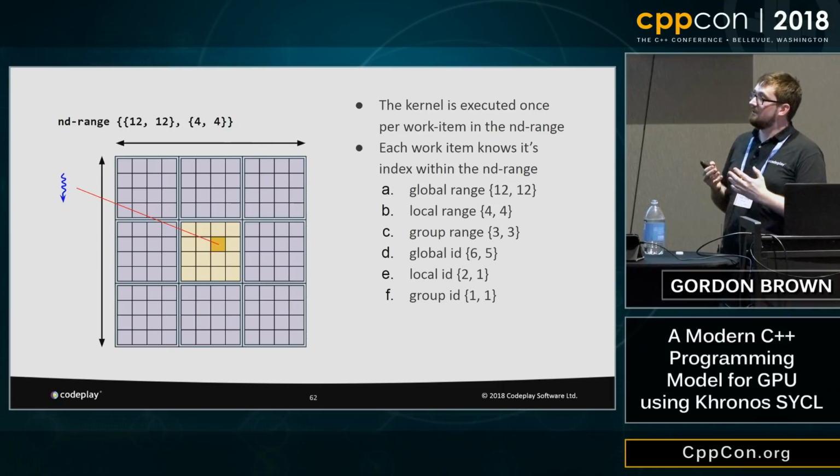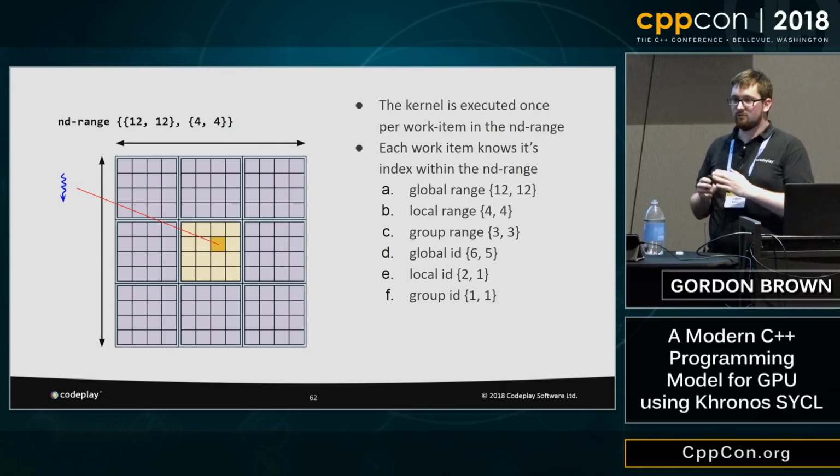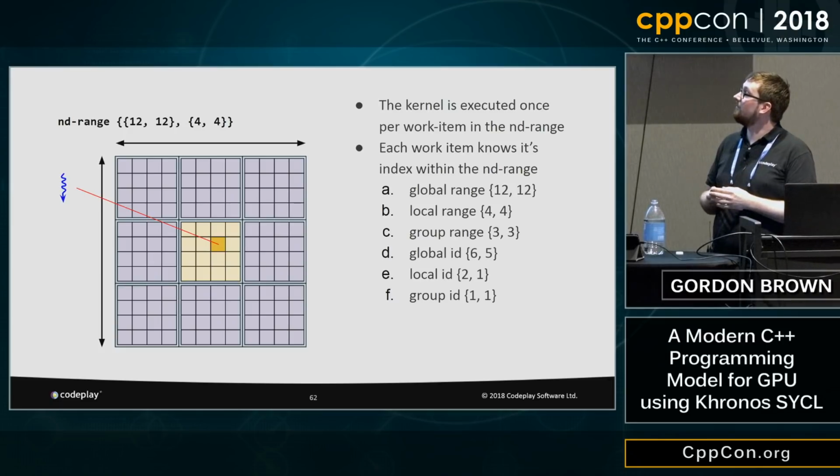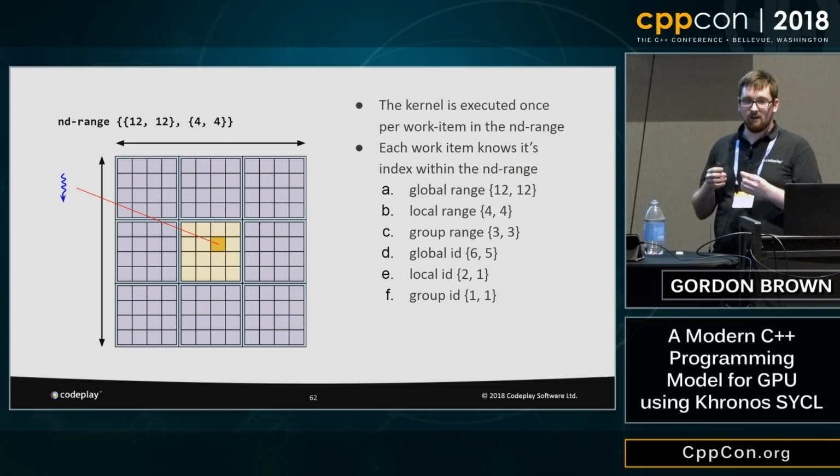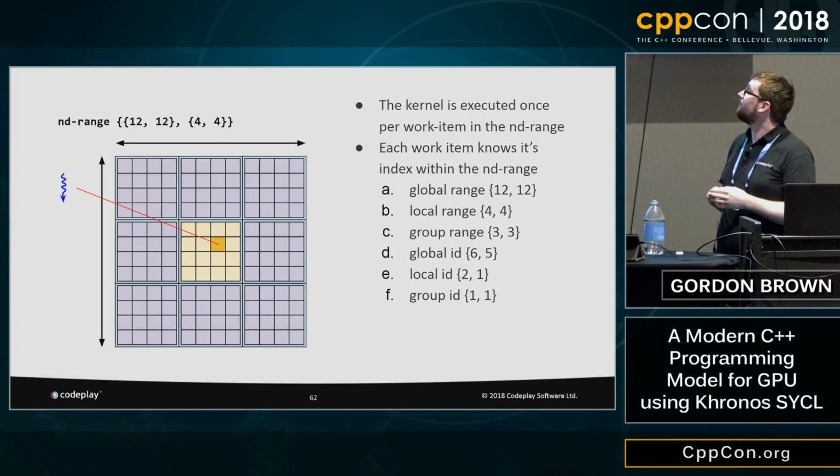So the first one is the global range. This tells you the full range of work items. So in this case, it would be 12 by 12. The next is the local range. So that's like the range of work items of the work group that you're in. So here it would be 4 by 4. Then you have your group range, which is effectively the range of groups that you have. So in this case, it would be 3 by 3 because you've constructed 12 by 12 work items into 4 by 4 groups. So you have 3 by 3 groups.